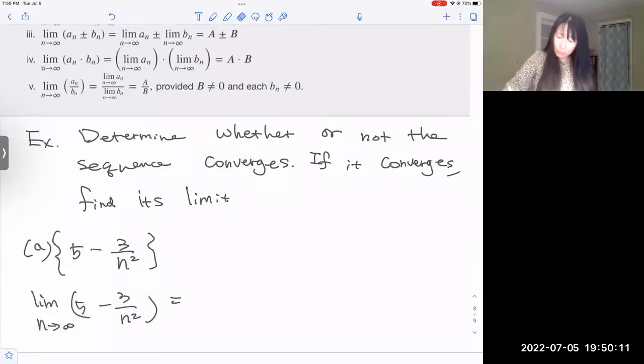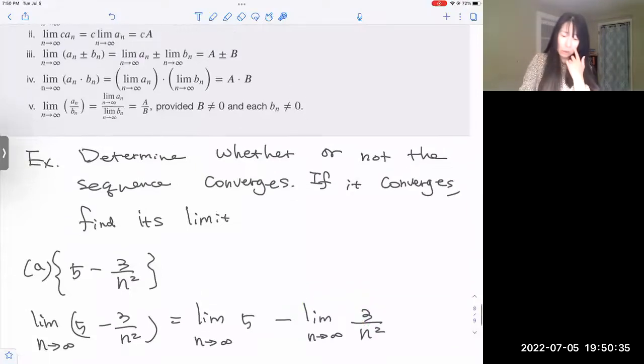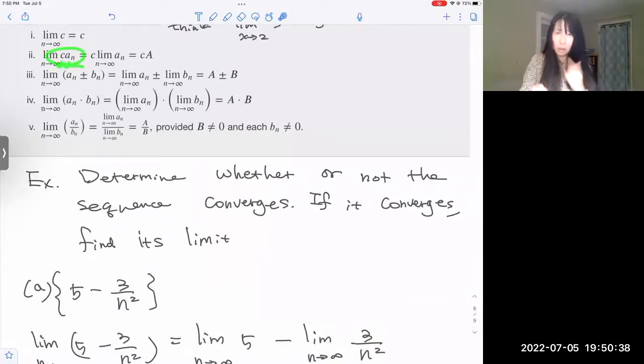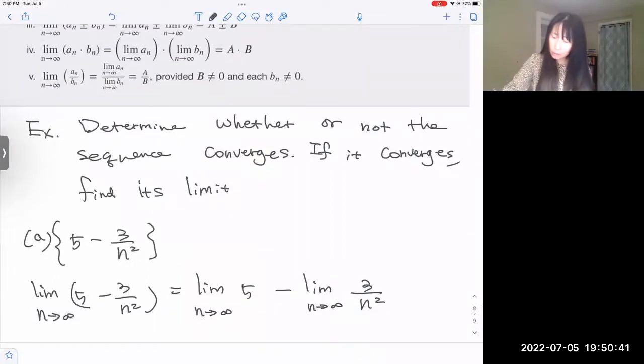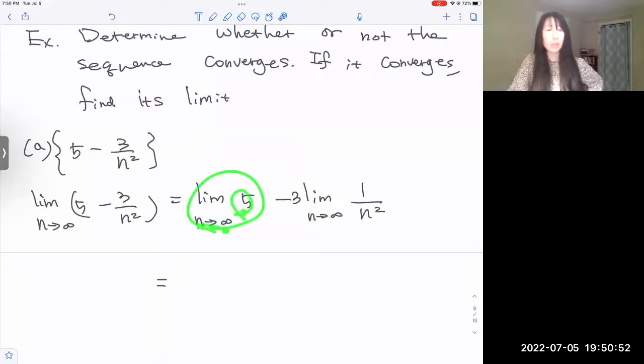So n approaches positive infinity, we can split into 2 terms. But then the coefficient in there, right? This one, we can take out, right? By the second law, right? So we can take that out. Okay, then what do you get with this one? When n approaches positive infinity, what do you get for the constant?